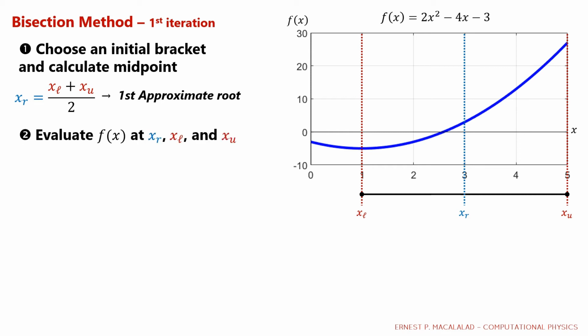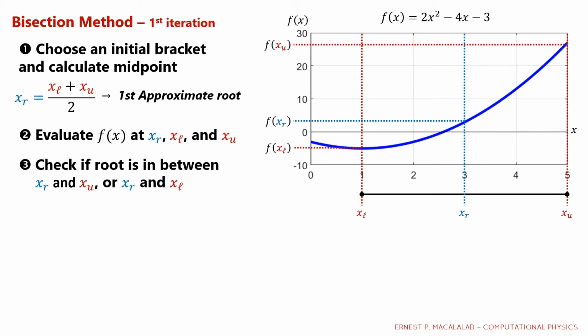Now, step 2. Let's evaluate the value of your function at these 3 points, XR, XL, and XU. So for XR, the value of your function is given by this value, for XL and for XU. Now, next is to check if the root is in between XR and XU, or XL and XR.